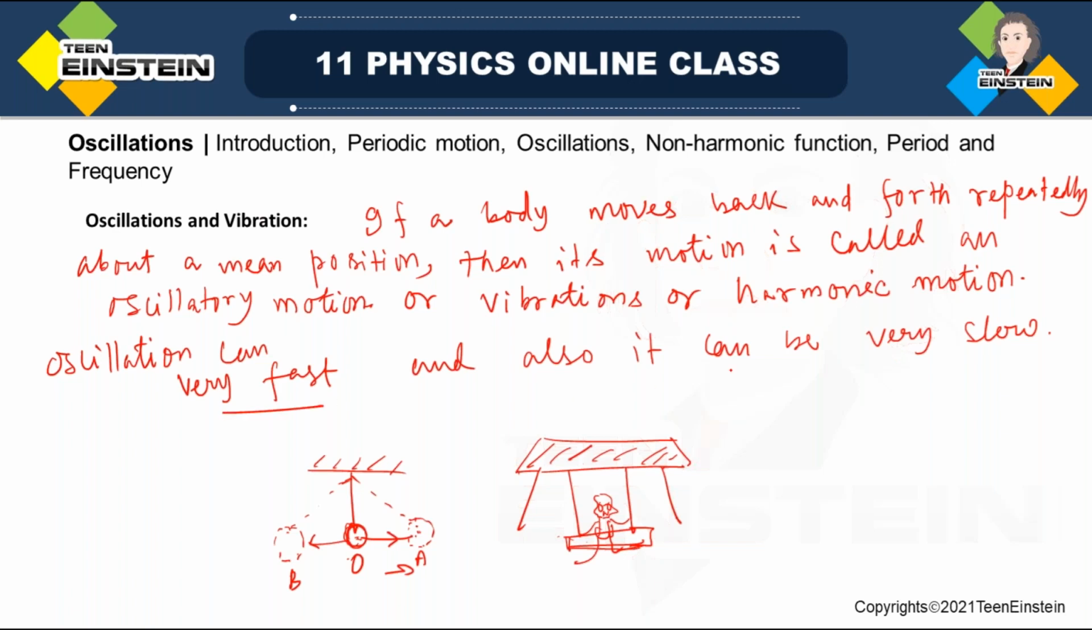So these two terms, fast and slow, will be well understood if we define a term called frequency. I'm going to define that very soon. So when the frequency is very high, I'll write high frequency oscillation. That means the number of oscillations per unit time is more.